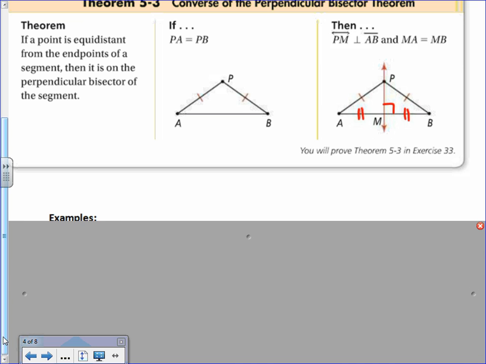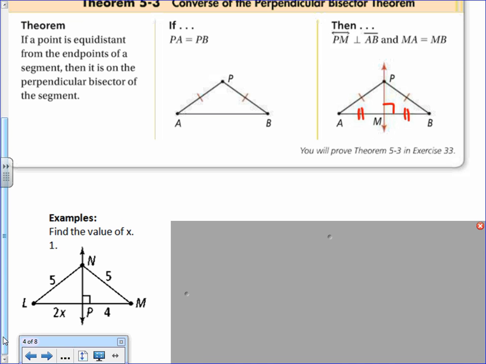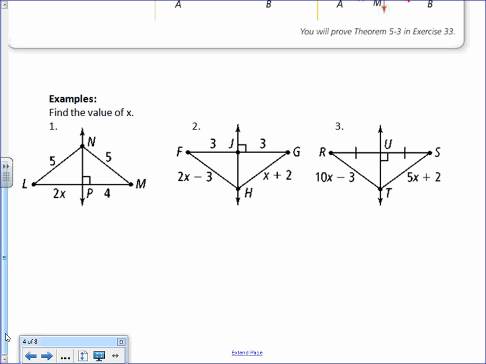Alright? So let's use those two theorems here. I've got 3 different examples. We'll do one at a time. First one. Actually, I'm going to give us some more room here. First one. Find the value of x.